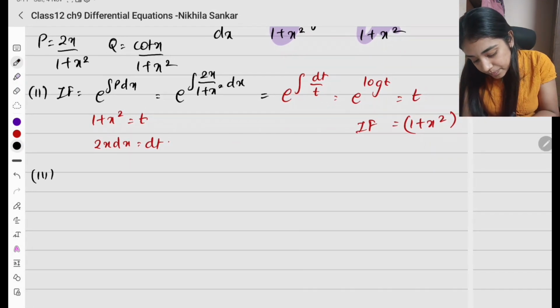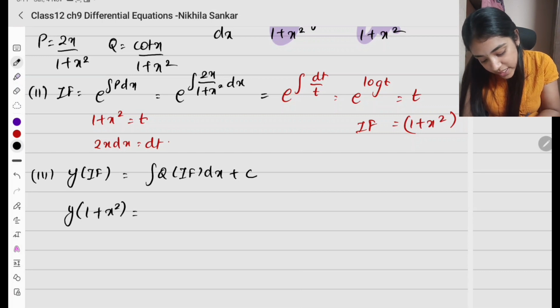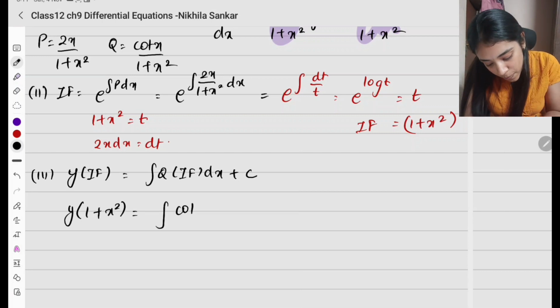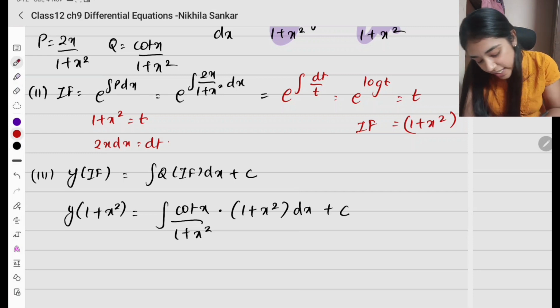இப்போ third step என்ன? Y times integration factor equals q into integration factor times dx plus c. So y into integration factor என்ன? இப்பதான் கண்டுபிடிச்சோம். 1 plus x square equals, what is my q? Cot x divided by 1 plus x square times integration factor என்ன? 1 plus x square times dx plus c. ரொம்ப வசதியா போச்சு, இது cancel ஆயிடும்.